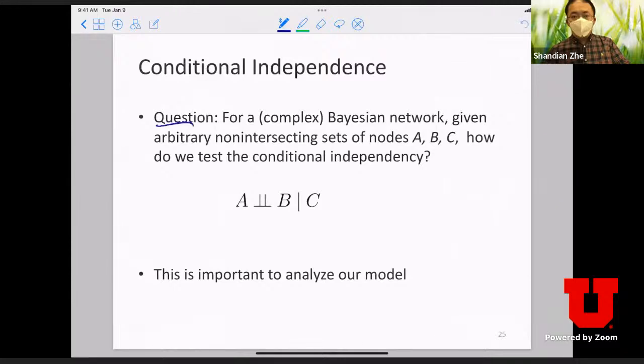Then the question is, underlying this whole fancy sampling procedure in your mind, what kind of conditional independence is reflected? In other words, for a complex Bayesian network, given arbitrary non-overlapping sets of nodes A and B and C, how do we test the conditional independence? A, B, and C are three sets of random variables. They are not overlapping. If they are overlapping, of course, it's not conditional independence. If they are not overlapping, how can we tell if, given C, the set of random variables A is independent of the set of random variables B? This is important to analyze your model and its underlying properties.